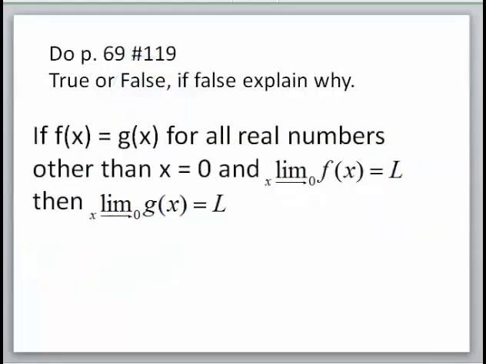This next one is an actual theorem. So if you ever read this, if f of x equals g of x for all real numbers other than x equals 0, and the limit as x approaches 0 of f of x is equal to L, then the limit as x approaches 0 of g of x is also L. This is definitely true. This is a theorem. It's theorem 1.7 in your book. However, the theorem name is functions that agree at all but one point. I just need you to know that that type of statement is true.